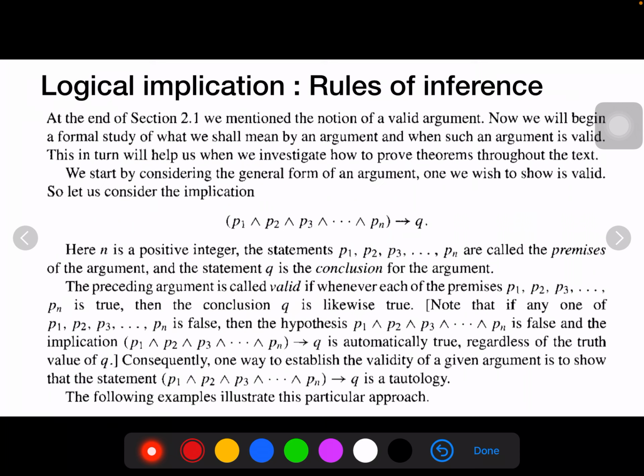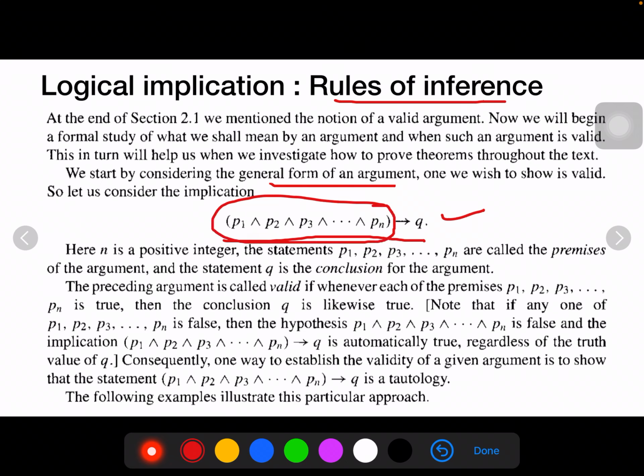Logical implication makes use of rules of inference with an argument. The general form of the argument is denoted with this notation. It's a valid statement; we have to prove that it's a valid statement. These P1 to Pn are called hypotheses. These are also called premises of the argument. Premises are always true and Q is a conclusion. If we are able to prove this is true, then it's a valid argument.